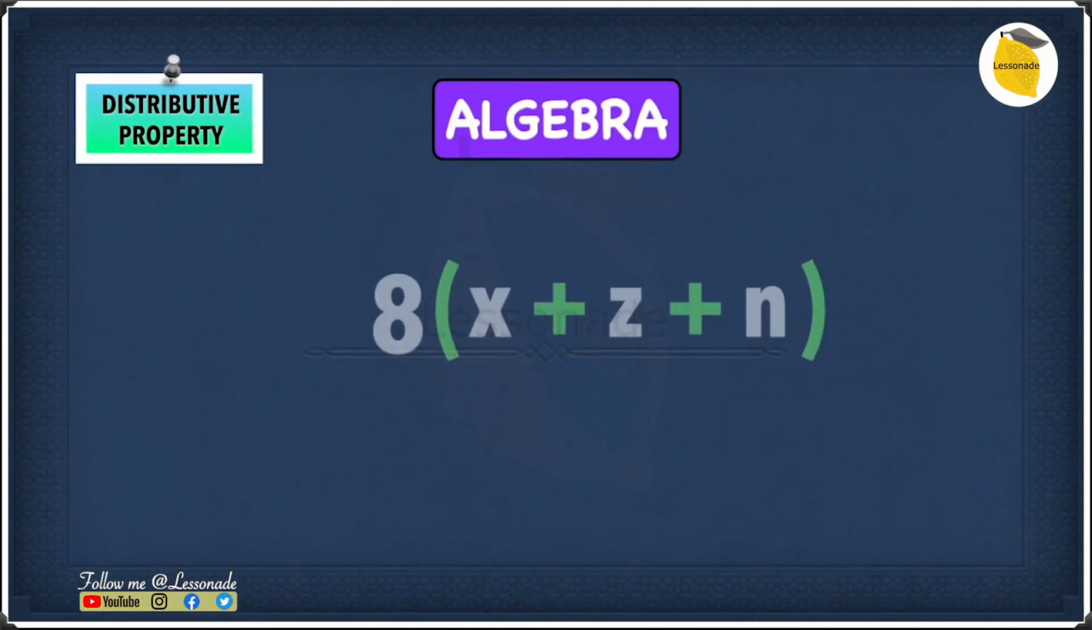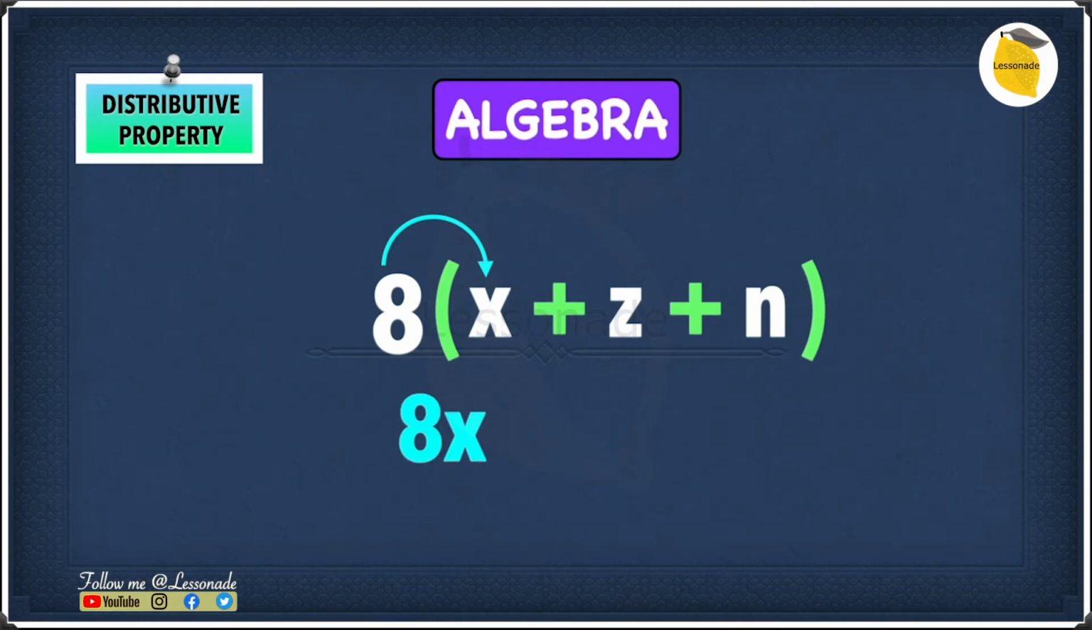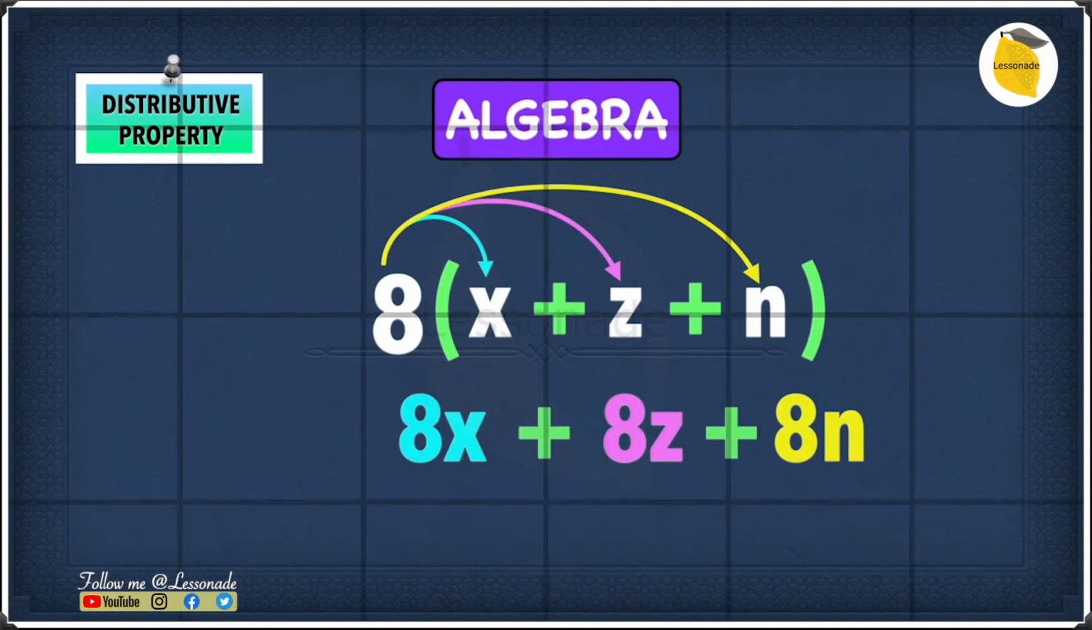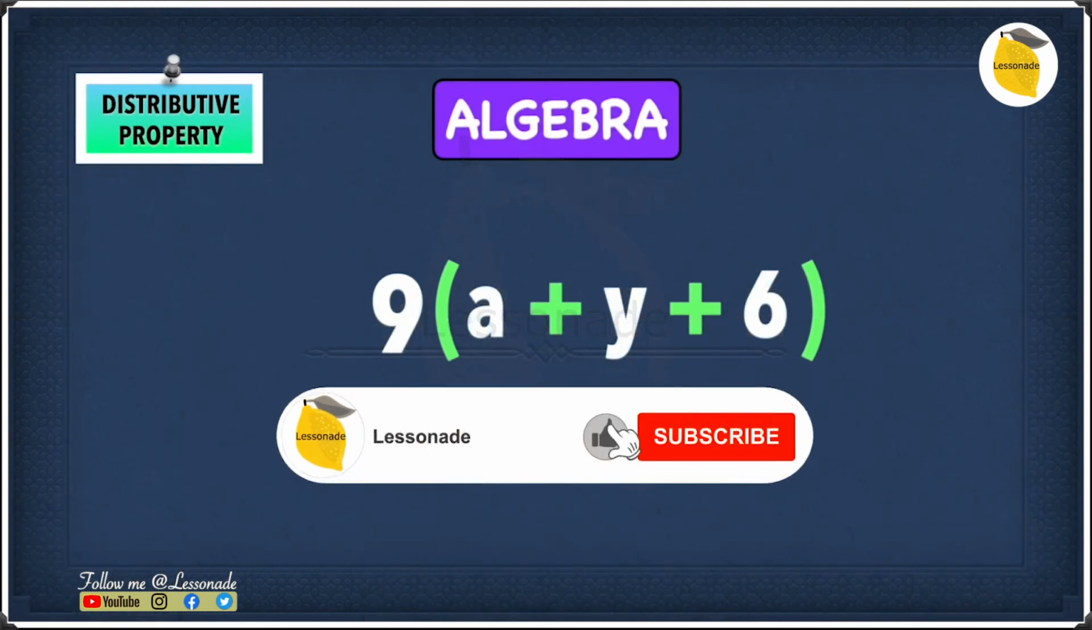So let's move on to an example such as 8 grouped x plus z plus n. Let's start by distributing this 8 to each one of the terms in the group. First, we distribute the 8 to the x. 8 times x will give us 8x. Then distribute the 8 to the z, and we get 8 times z, which gives us 8z. Finally, distribute the 8 to the n. 8 times n will give you 8n, which means we get an answer of 8x plus 8z plus 8n.